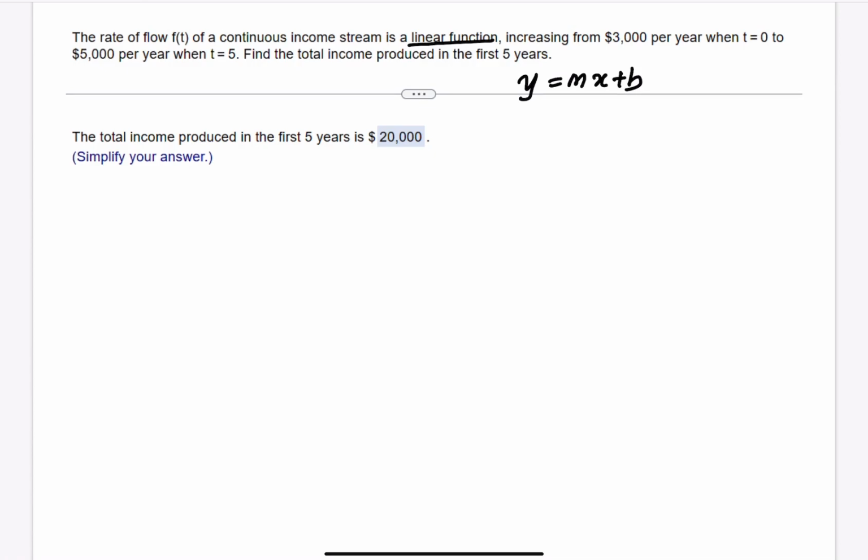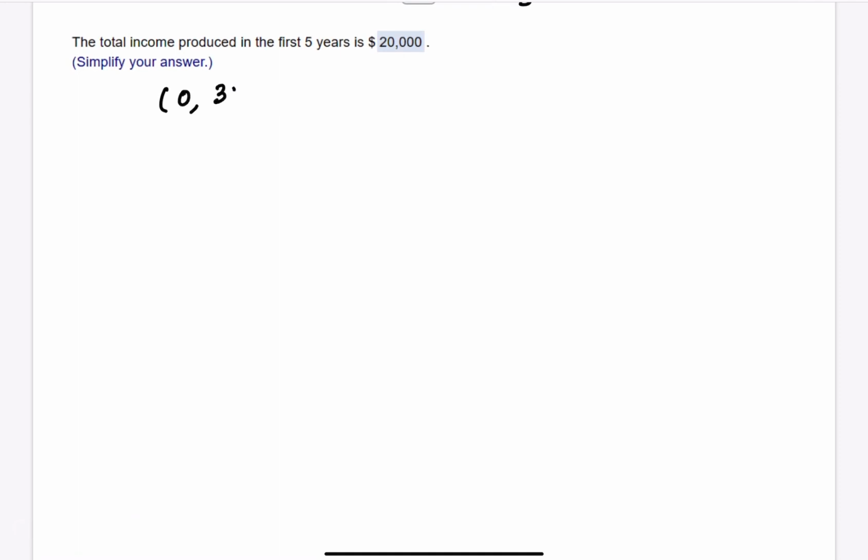But where is my function to start with, right? I don't have a function. So what I'm going to do is use these 3,000 per year when t is equal to 0 and 5,000 per year when t is equal to 5 as my coordinate points, and then find the equation. Let me show you how. It's when t is 0, it's 3,000.